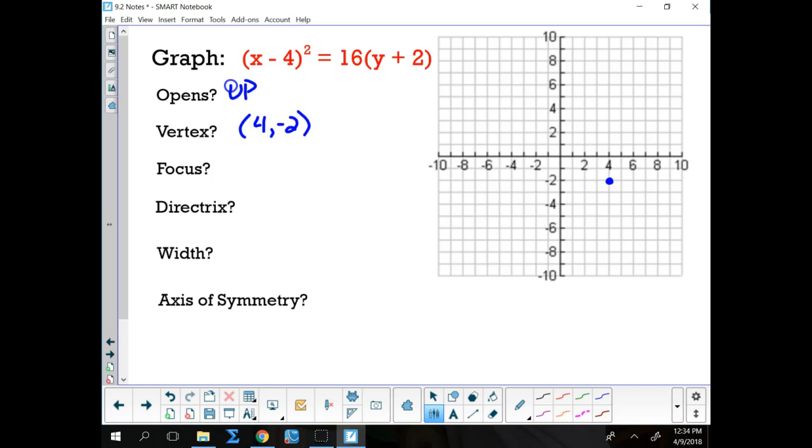Somebody other than Kaysen, where is the focus? 4, positive 2? Because 4p is 16, so P is 4, so the distance from the vertex to the focus is up 4. Okay. Where is the directrix? What do you got? Y equals negative 6.